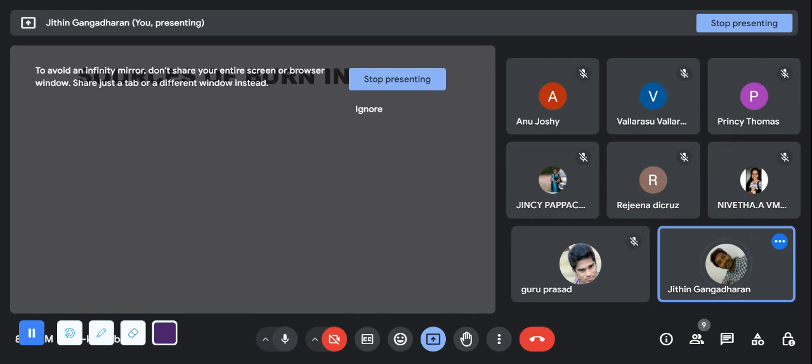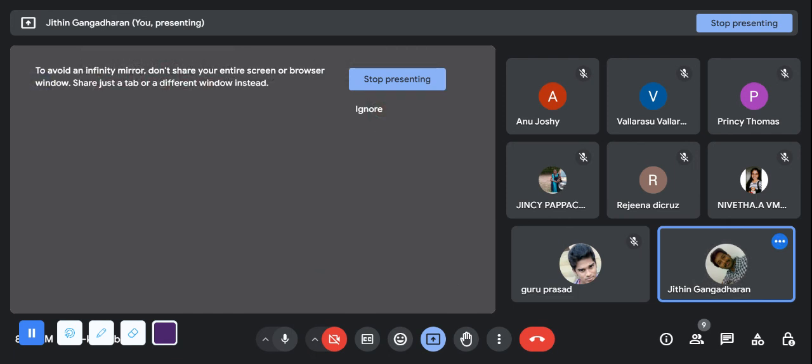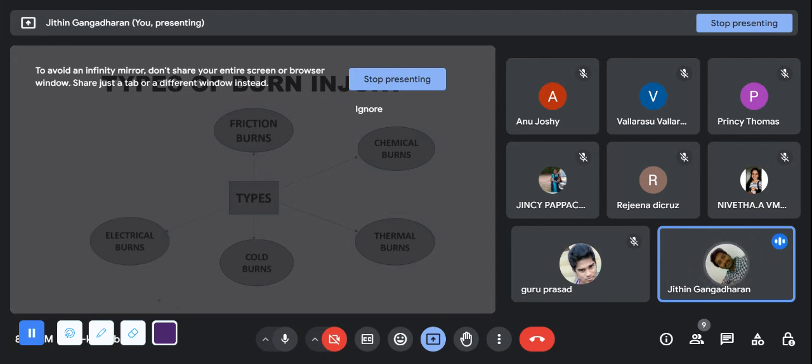Now, what are the sources of burn injury? You can get them from cooking fires, chemical burn injuries, and electrical burn injuries. Now, the types: friction burn, chemical burns, thermal burns, cold burns, electrical burns, or a radiation burn. I think you know all these burns.